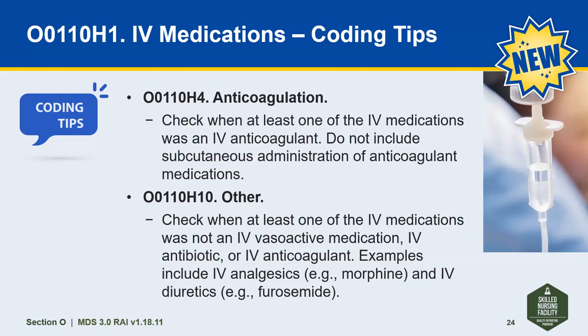And for O0110 H10 other, check when at least one of the IV medications was not an IV vasoactive medication, an IV antibiotic, or an IV anticoagulant. Examples might include IV analgesics, such as morphine, or diuretics, such as furosemide.